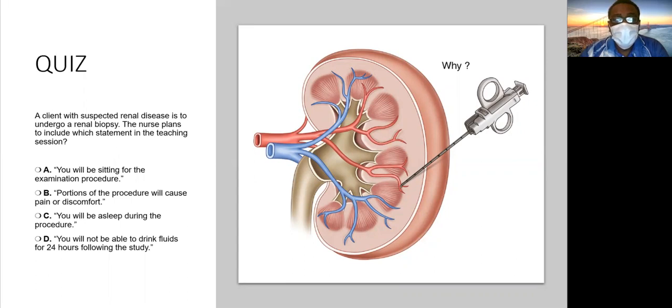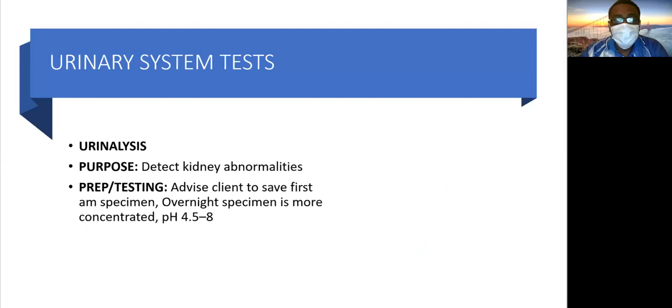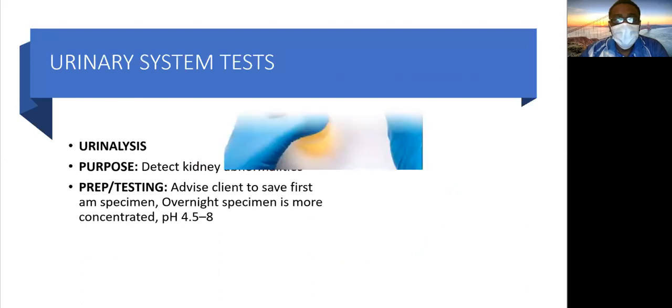Okay, if we evaluate all our answer option choices, we'll find out that answer option B is correct. Portions of the exam are painful, especially when the sample is being withdrawn. So this should be included in the session with the client. Answer option A is incorrect because the client will be positioned prone, not in a sitting position for the exam. Anesthesia is not commonly given before this test, making answer C incorrect. And answer D is also incorrect because the client can eat and drink following the test. So I hope that got us warmed up.